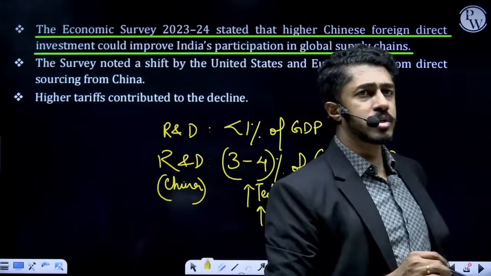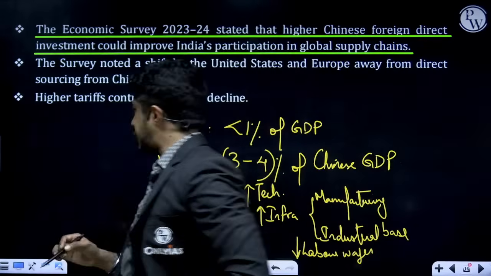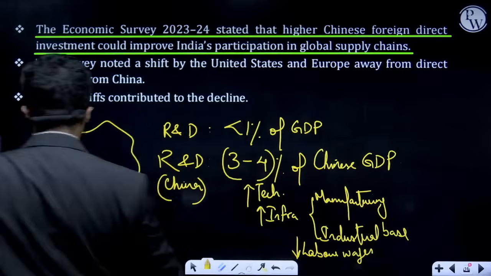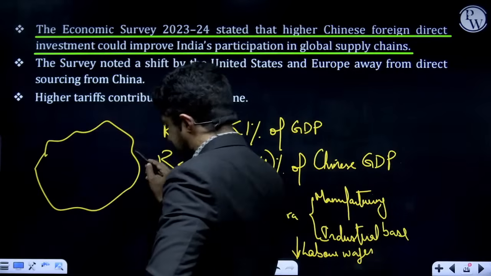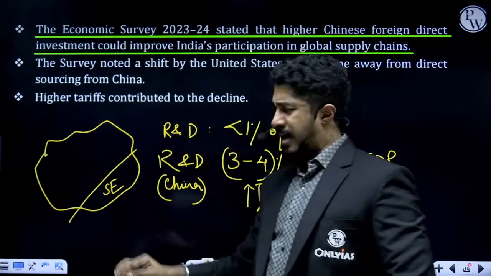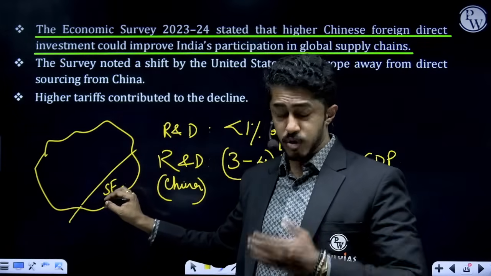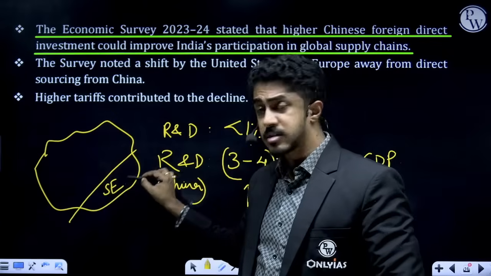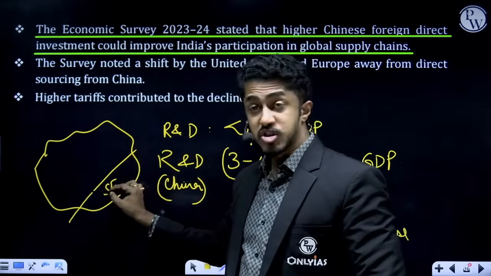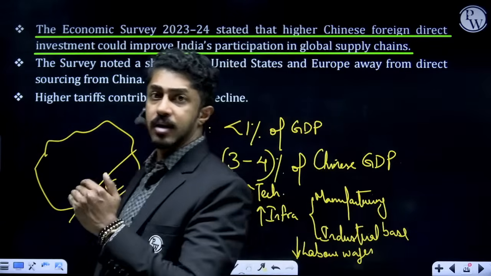How are labor wages low in such a country? Because population is very high. Whatever Chinese development you're talking about, if this is a rough map of China, it is largely concentrated in the southeast areas. Shanghai, Beijing, that entire gamut of places that you're talking about, that is largely in Southeast China. The rest of the country, if you actually see, it's very underdeveloped.